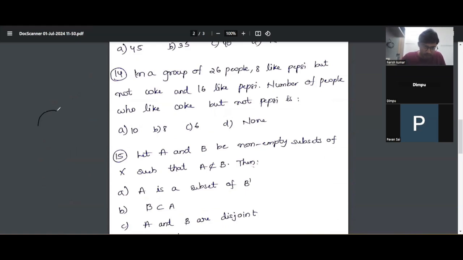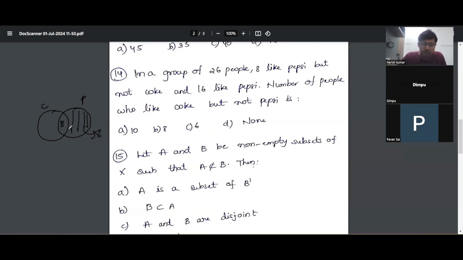Okay, so let's try to draw the Venn diagram. So this is Coke, this is Pepsi. 8 like Pepsi but not Coke. That means only this part. This part is 8 people. 16 like Pepsi, so 16 people like Pepsi means the common part will be 8, because this total should be 16. So this will be 8.